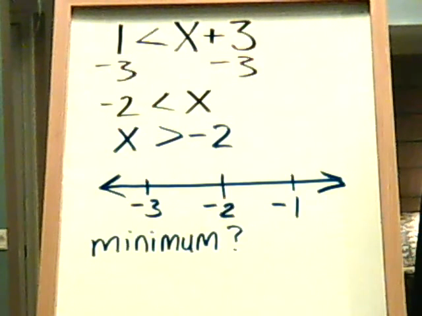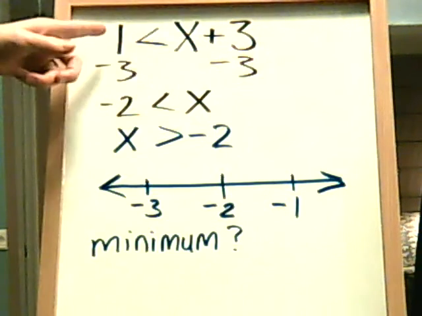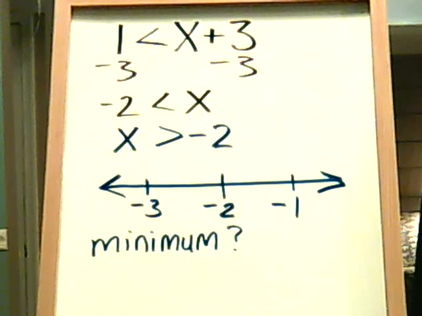Okay, this is the inequality problem that is on the back side of homework 90 for the 8th grade. They give us just what's at the top here: 1 is less than x plus 3.